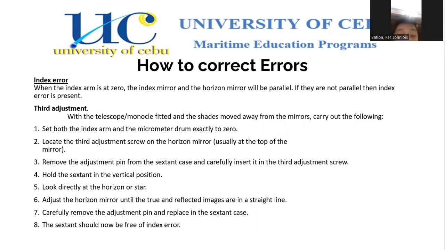Then remove the adjustment pin from the sextant case and carefully insert it in the third adjustment screw. Then hold the sextant in the vertical position. Then look directly at the horizon or star. Then adjust the horizon mirror until the true and reflected images are in a straight line. Then carefully remove the adjustment pin and replace it in the sextant case. And lastly, the sextant should now be free of index error.